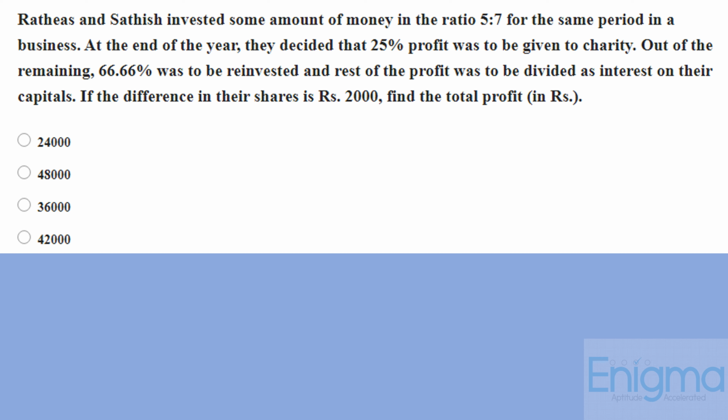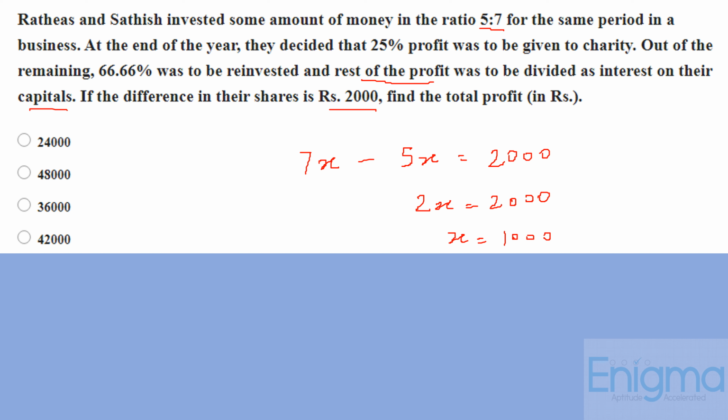Now, it is given that the rest of the profit is divided as interest on their capitals. Now, their capitals are in the ratio 5 is to 7. Now, it is given their difference is 2000. So, we can say that 7x minus 5x is equal to 2000. So, we get 2x equal to 2000. That means x equal to 1000. That means we can say that after charity and after reinvestment, the profit which is remaining is 7x plus 5x, that is 12x, that is 12,000.